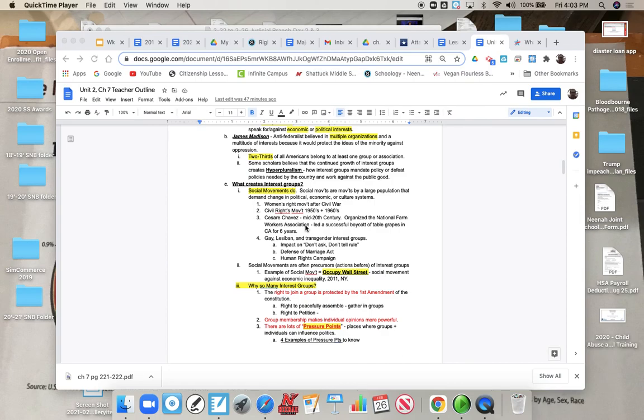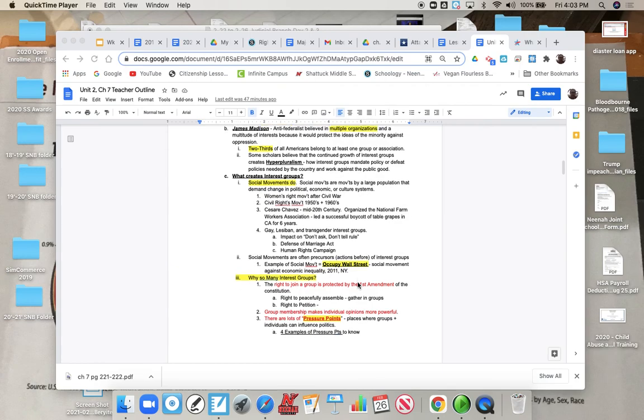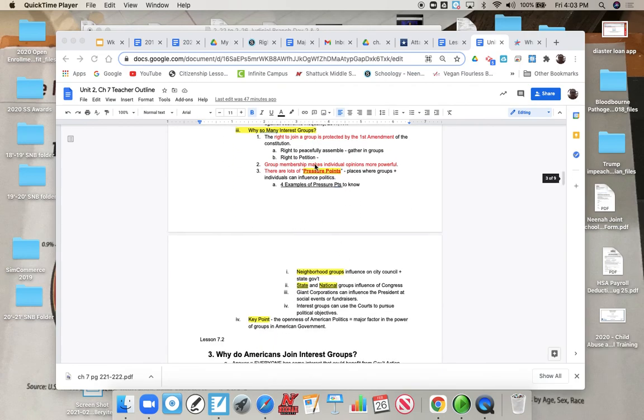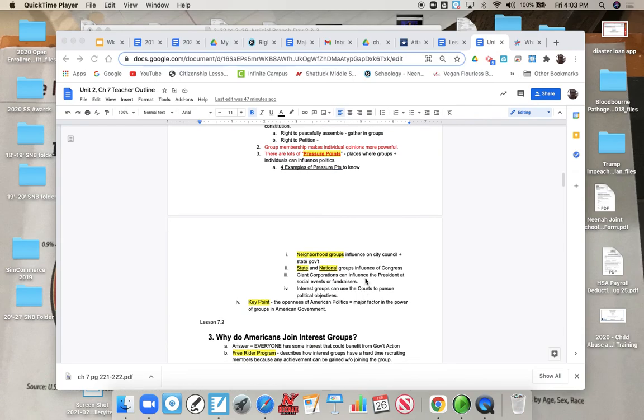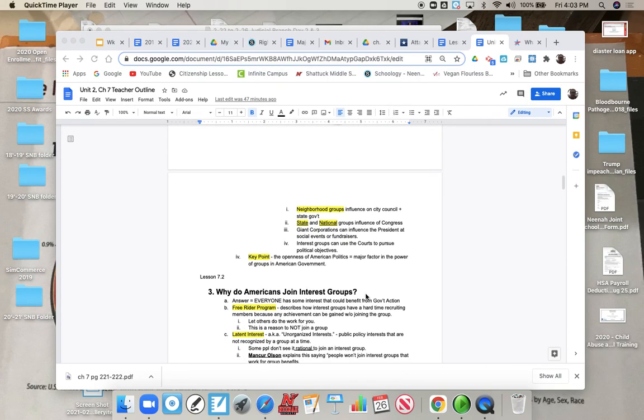We know that social movements are different. Some social movements to note are the women's rights movement, civil rights movement, and Occupy Wall Street. We know that there are several pressure points that these interest groups can infiltrate our government system through. Neighborhood groups do that at a local level, at the city council and state level. State and national groups can infiltrate Congress at the state and national levels. Giant corporations like ExxonMobil can donate immense dollars to campaigns of presidents and congressmen and women. And we know that interest groups use courts to put pressure on lawmakers as well.